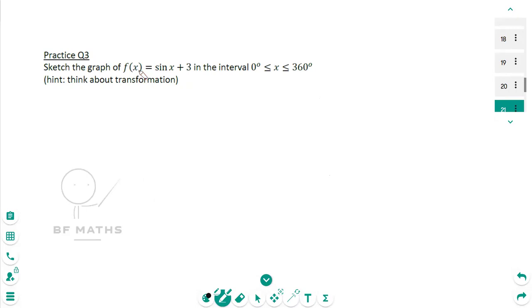Try to think about this. Sketch a graph for f of x equals sine x plus 3. Hint, think about the transformation in chapter 4 that we've done. Okay, the interval is from 0 to 360 degrees. Pause the video, have a go. When you're ready for the answer, you can press play.